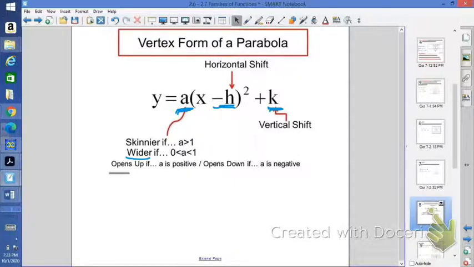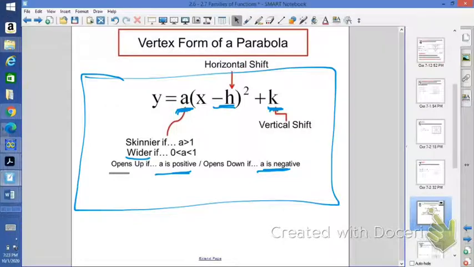If a is negative, it opens down, or that we have a reflection across the x-axis. And if a is positive, it opens up the graph. Right? So this kind of reviews everything that we just went over.